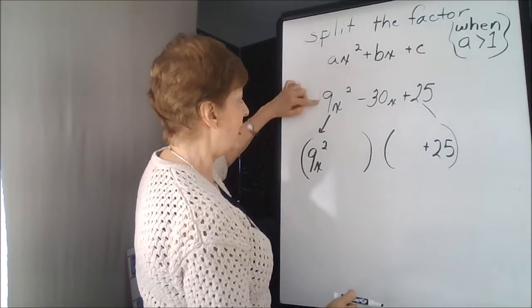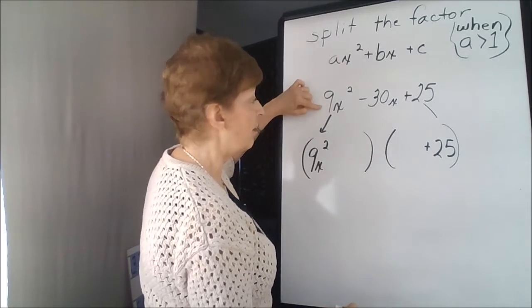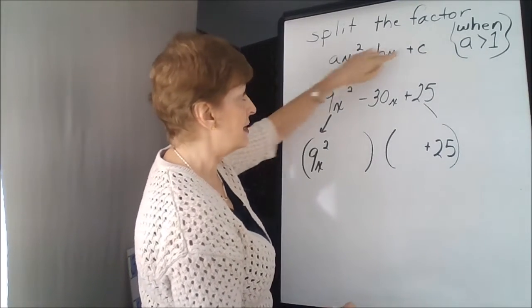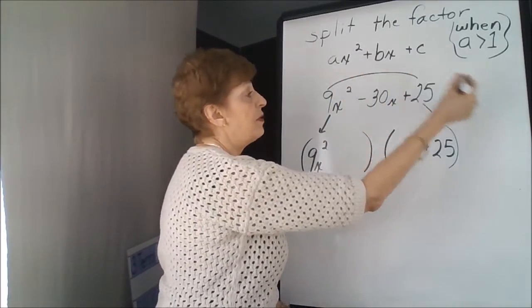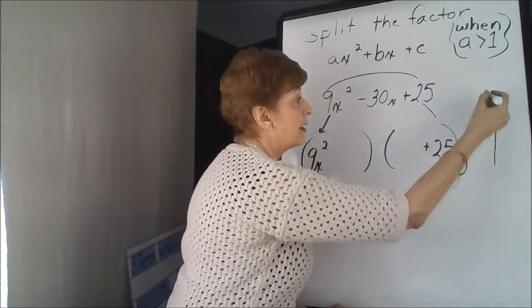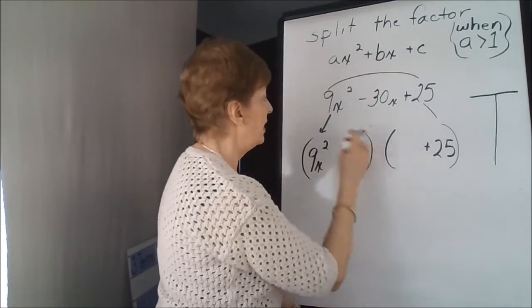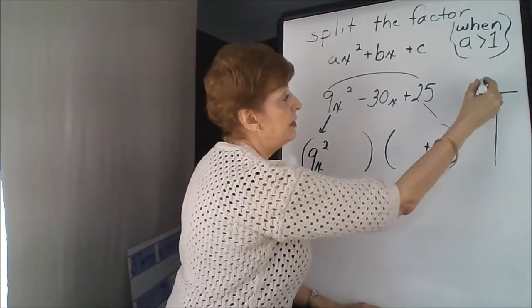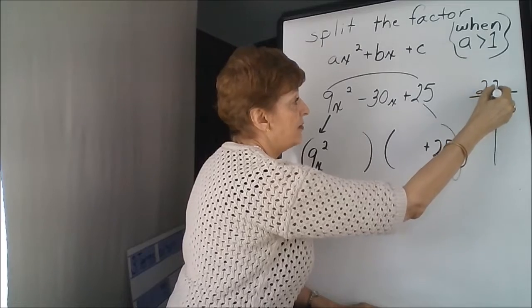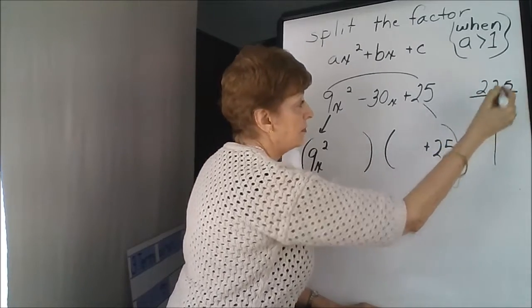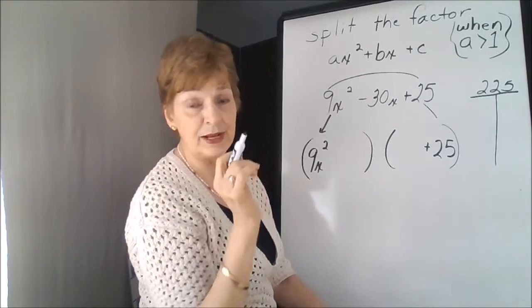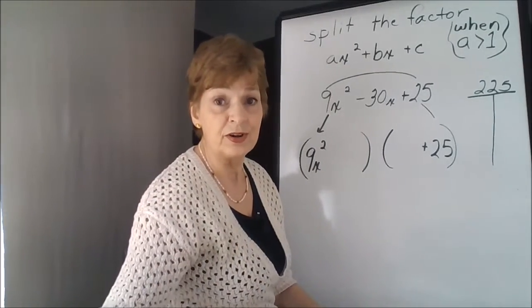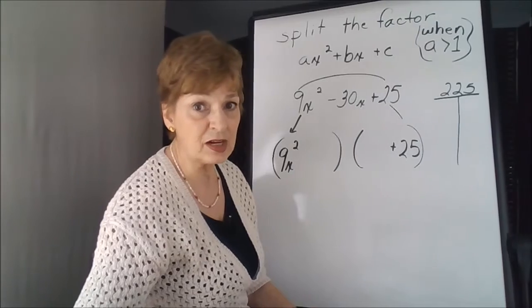Because the coefficient of the x squared is larger than 1, we have to multiply this together before we start looking for our factors. 9 times 25 is 225. And now we're going to start. That seems like a very high number, but because you know your divisibility rules, this is going to be fairly quick.